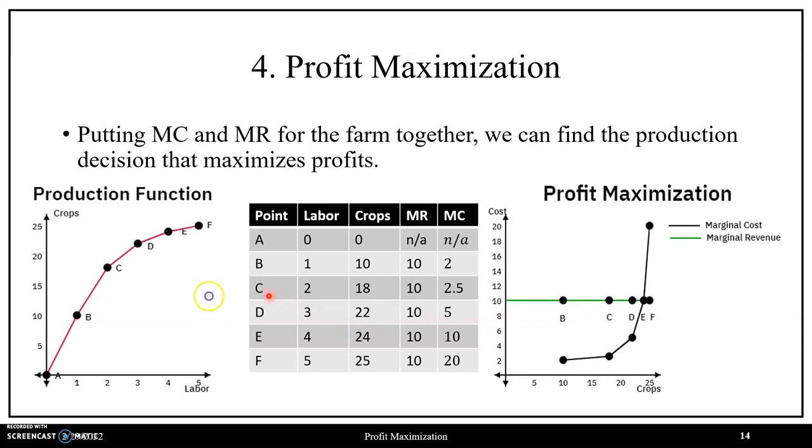So considering point C, this farm is using 2 units of labor to produce 18 crops, where additional money flowing in will be $10, where additional money flowing out will be 2.5. We're looking at a graphical representation. We see that marginal revenue once again is greater than marginal cost, so this farm has incentive to produce more crops. Since they're profit maximizers, they will consider point D, where at point D they will be using 3 units of labor in order to produce 22 crops, where money flowing in will be 10, whereas additional money flowing out will be 5. So once again, if we look at our representation, marginal revenue is above marginal cost.